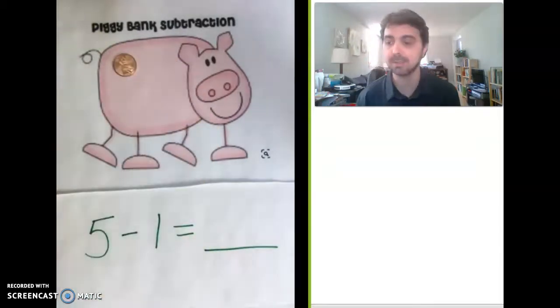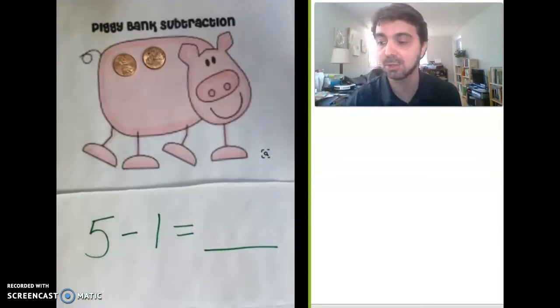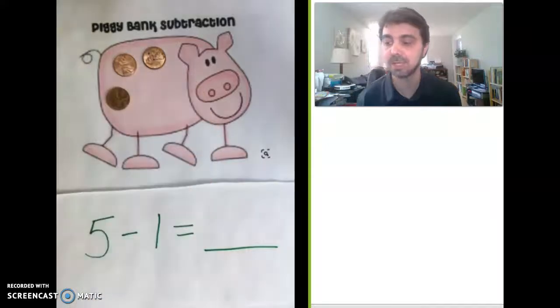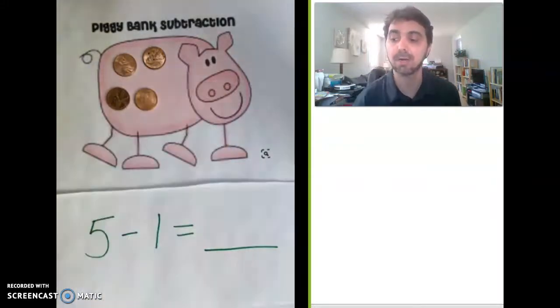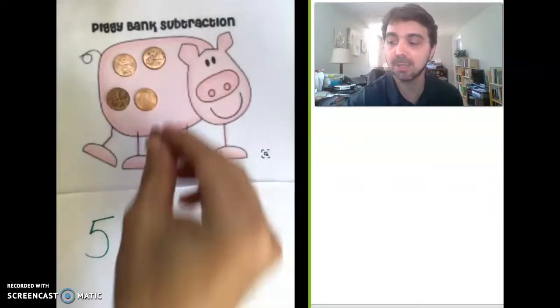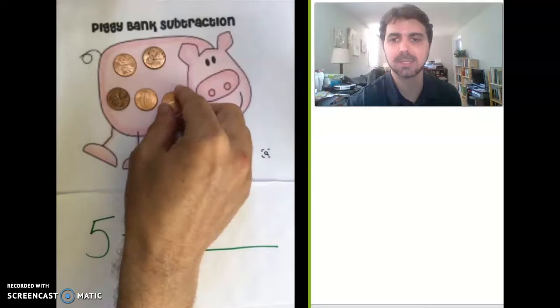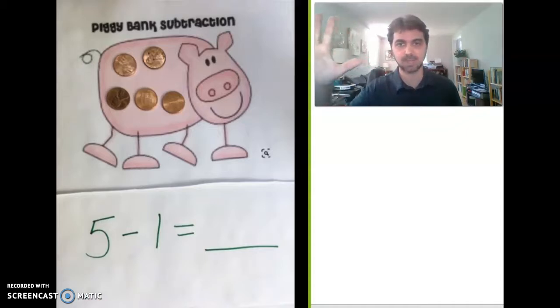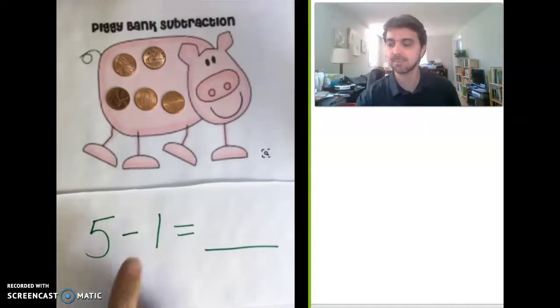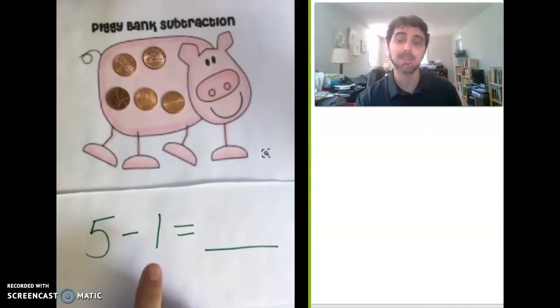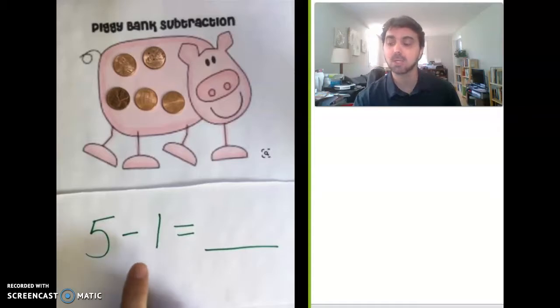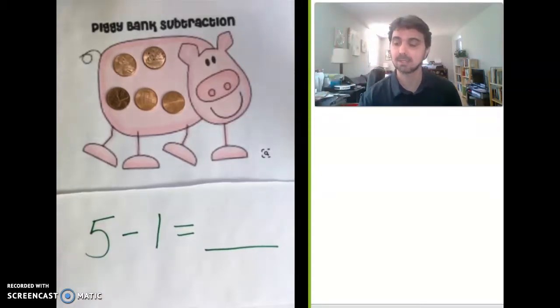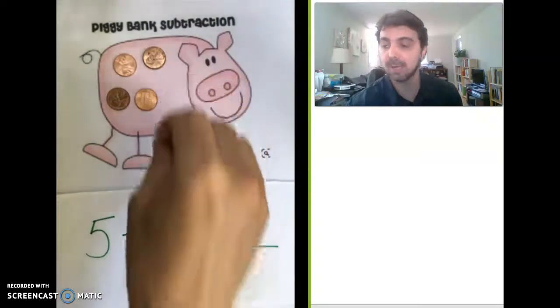We put 1, 2, 3, 4, 5. And if you have pennies at home, you can do this as well. Just ask your mom or dad or anybody at home for some pennies. So we have 5 pennies. Okay, and this tells us to take away 1 of them. Maybe you are buying a piece of candy that costs 1 penny. So I'm going to take 1 penny away.